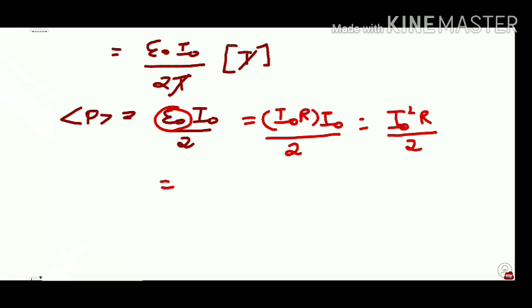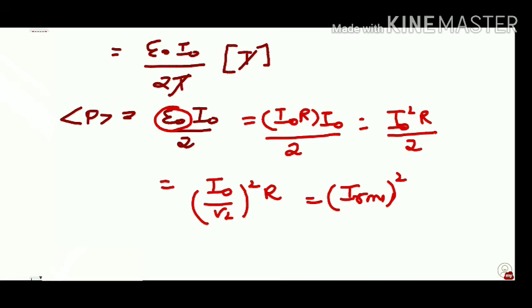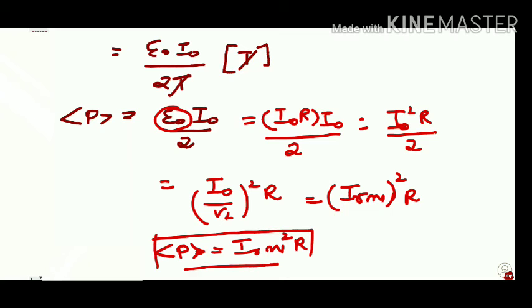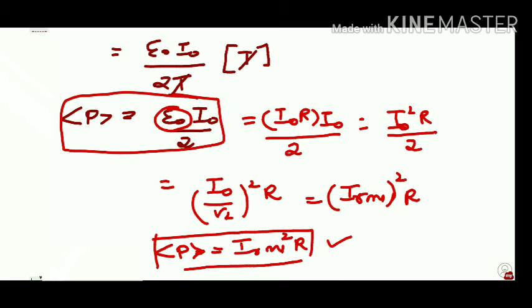Now I am going to write this equation in this form: I naught by root 2, whole squared, into R. This is the same value. So what do you mean by this? I naught by root 2 is our RMS current, remember? So I can write this as I RMS squared into R. So average power can also be written in the form of RMS current, that is I RMS squared into R. That's another expression for average power. So it is either this expression or this. Both are correct.